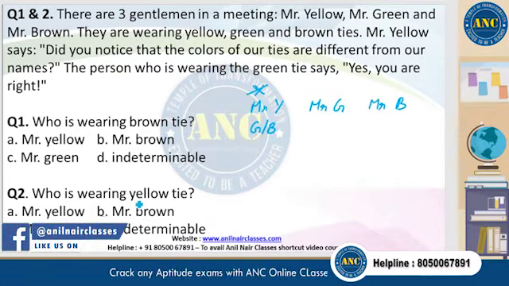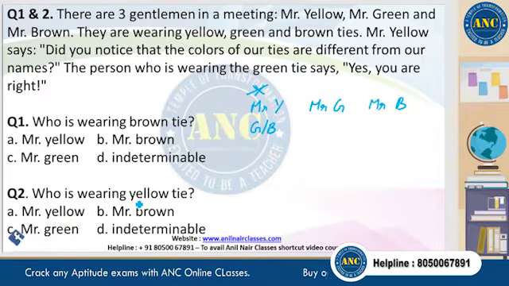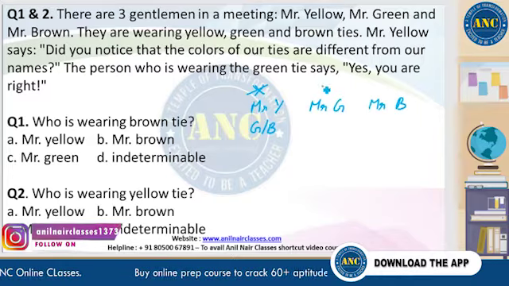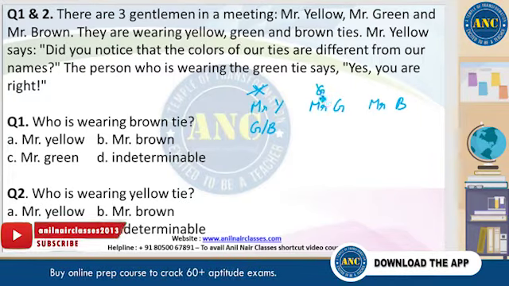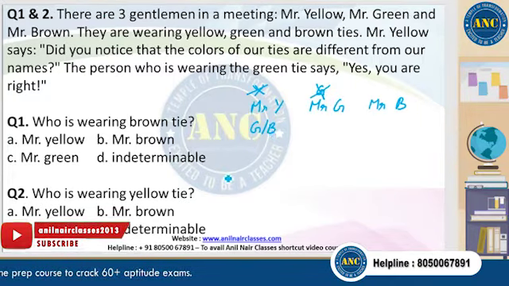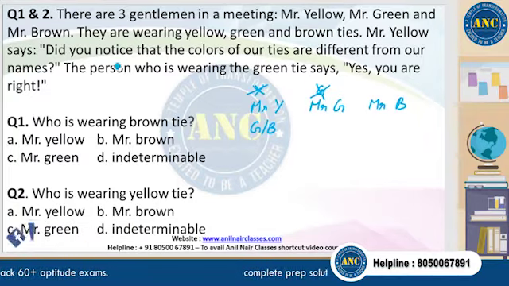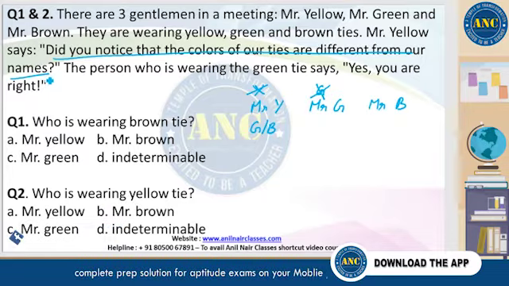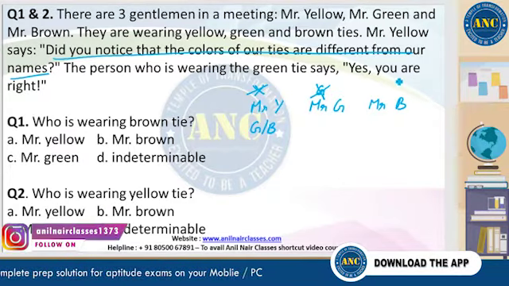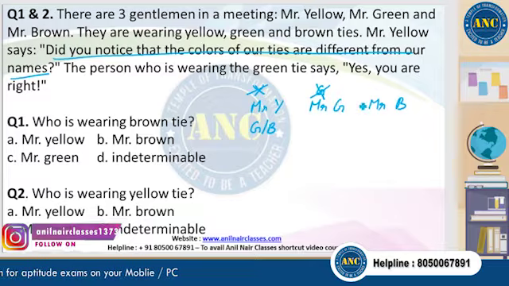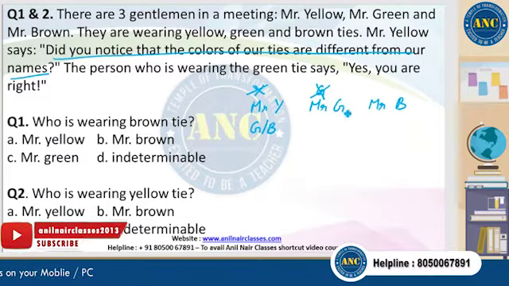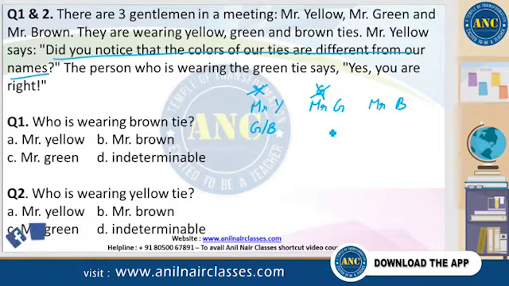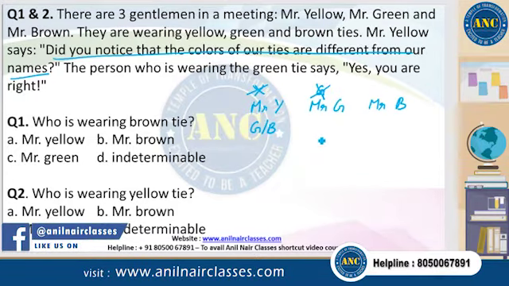The person who is wearing the green tie says, yes, you are right. So can we say that the person who is wearing a green tie is definitely not Mr. Green? Otherwise, he cannot say, yes, you are right. Otherwise, this statement will not hold true, that the colors of our ties are different from our names. When he says, yes, you are right, Mr. Green cannot be wearing the green color. Second, if Mr. Green is not wearing the green color tie, who can wear the green color tie?